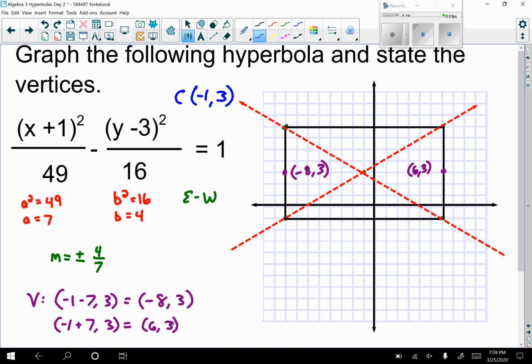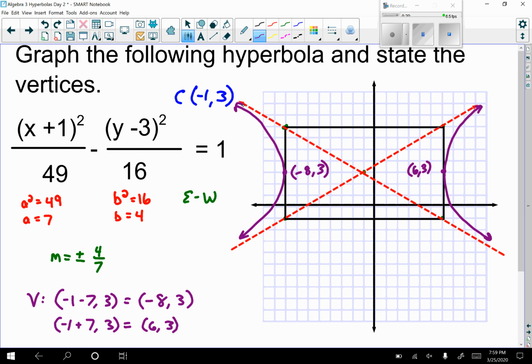So because, again, this is east-west, now we're able to draw in our curves of the hyperbola. Again, keep it very close to the asymptote, go through the vertex, and then towards the other one. Likewise on the other side.